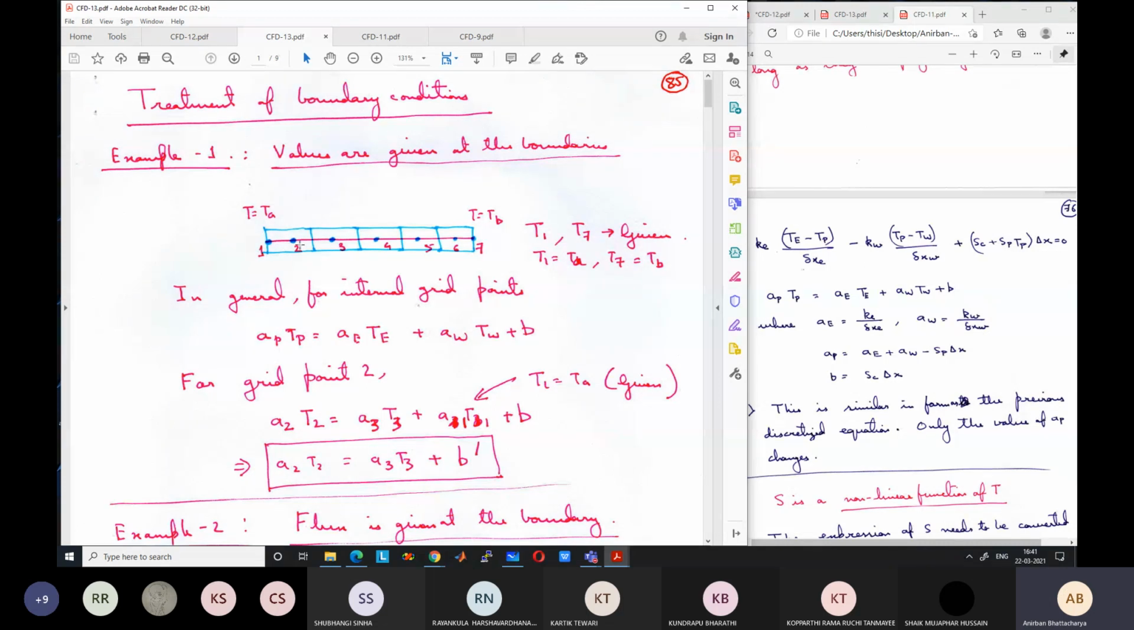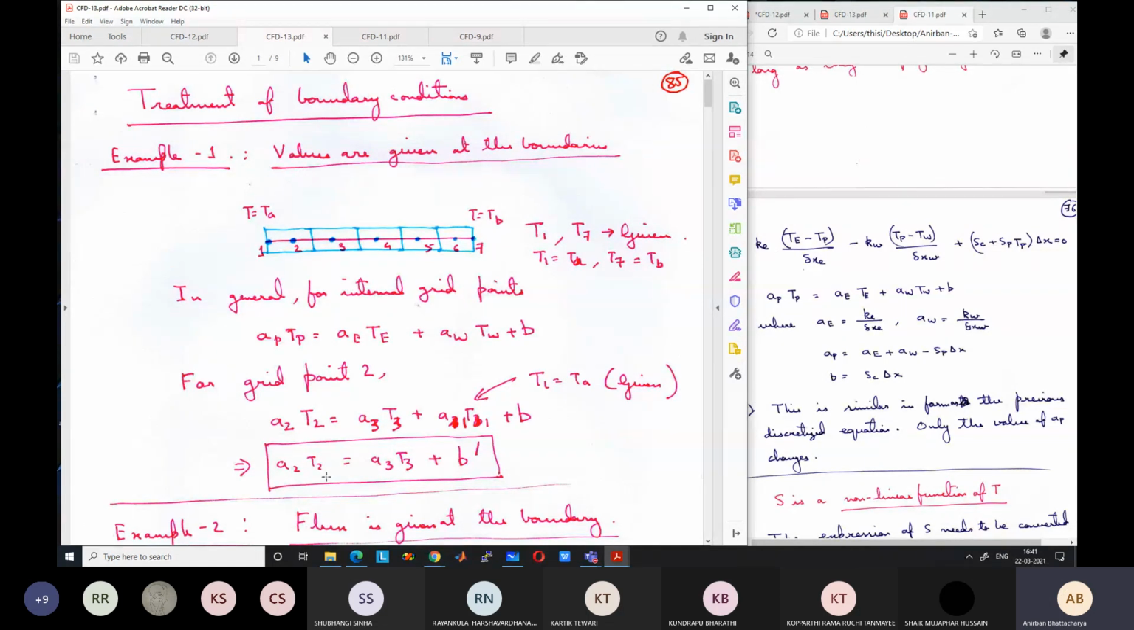It is half grid point, half control volume, but the nature of the equation is the same. A2 T2 equals A3 T3 plus A1 T1 plus B. Because T1 is already given, we can replace T1 with TA. So this becomes a known value, A1 into TA, and we can incorporate it in the source term value B. Instead of B, we write this entire thing as B dash. So ultimately this equation will be A2 T2 equals A3 T3 plus B dash.